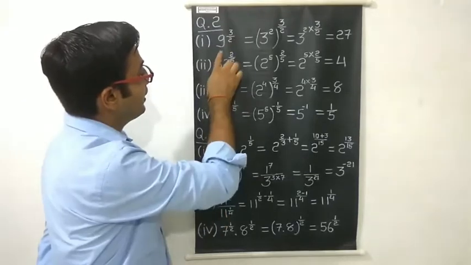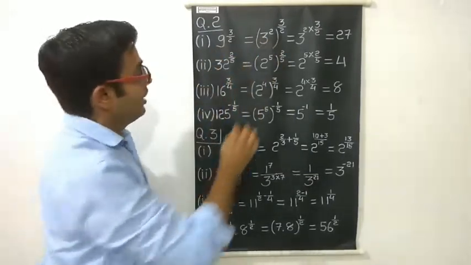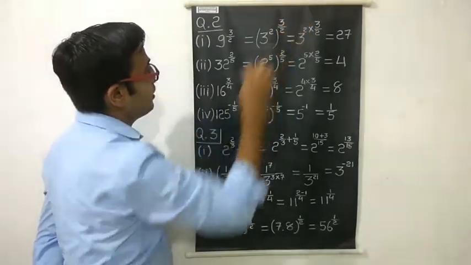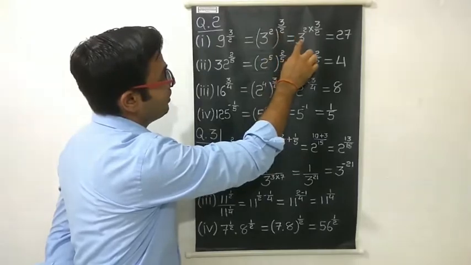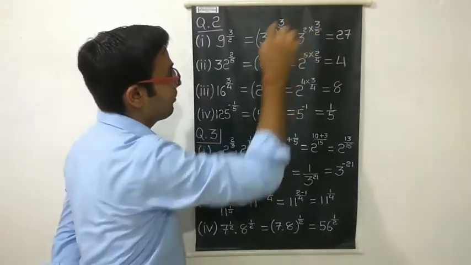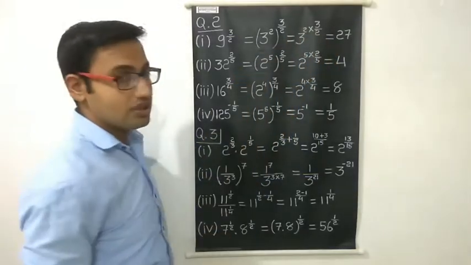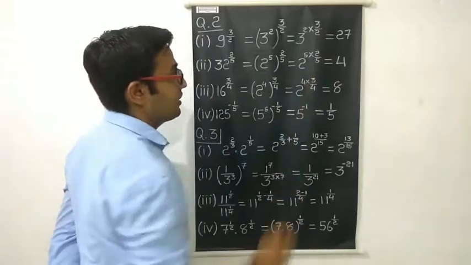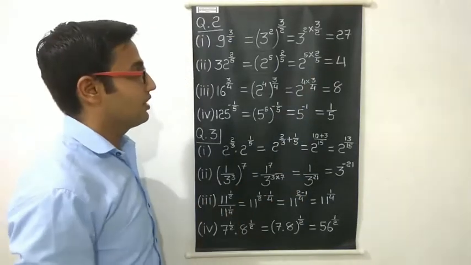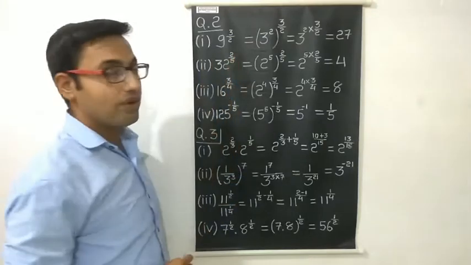So we can write down instead of 9, 3 square, because 3 square is 9, and 3 square whole raised to power 3 upon 2. Again we have to multiply both these powers. So 3 raised to power 2 into 3 upon 2. Now what will happen? This 2 and 2 will cancel out each other. 3 raised to 3 remains, and that is 27. 3 cube is 27. Second one is 32 raised to 2 upon 5.